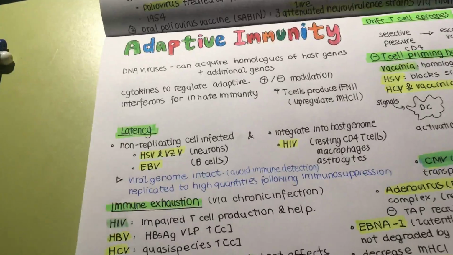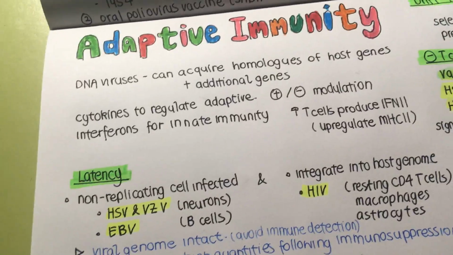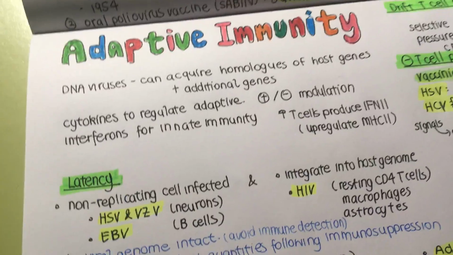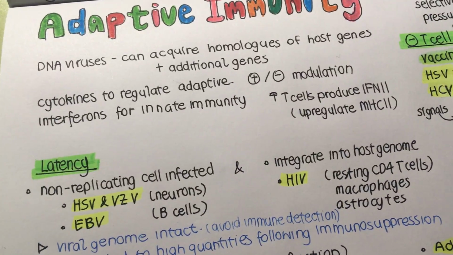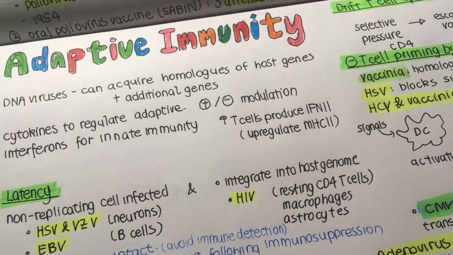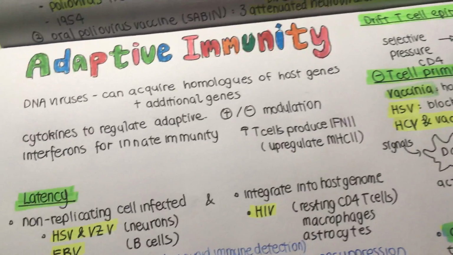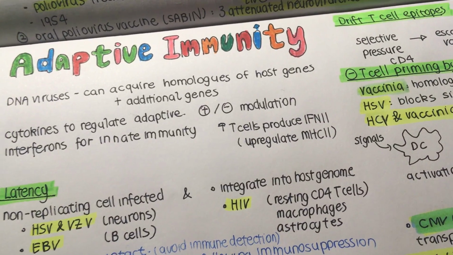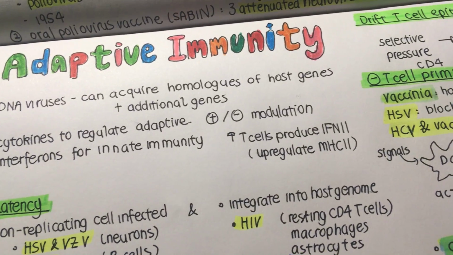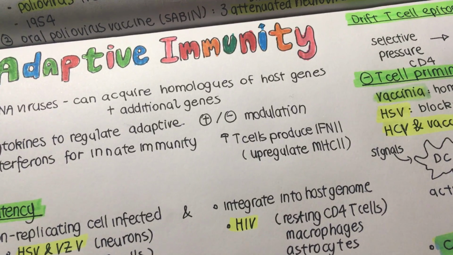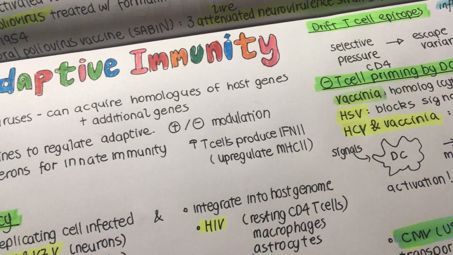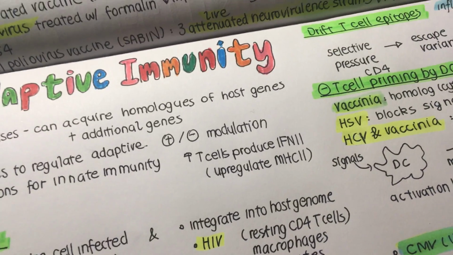Okay, now we're going to talk about strategy number one. Strategy number one is latency. So it enters into a non-replicating phase where it doesn't produce many structural proteins to be detected by the immune system, or the adaptive immune system. And if it doesn't get detected, obviously it doesn't get killed. It protects its genome during this time, and then when the immune system is weak again, it might strike and enter into its infective form again.